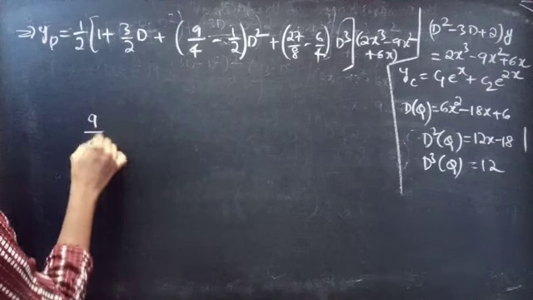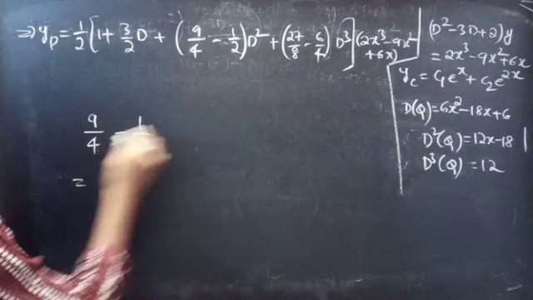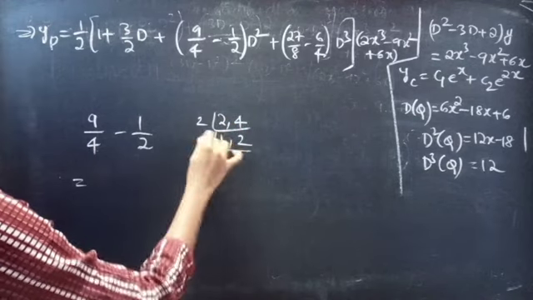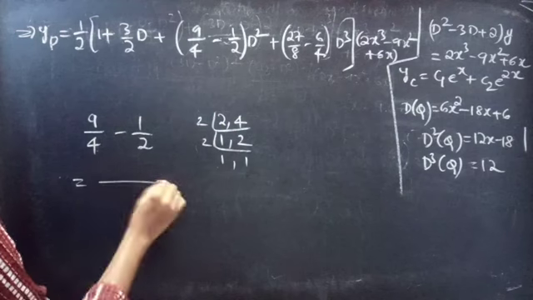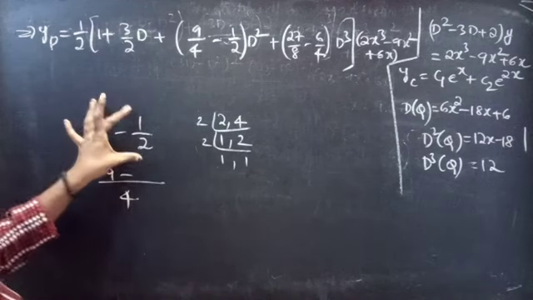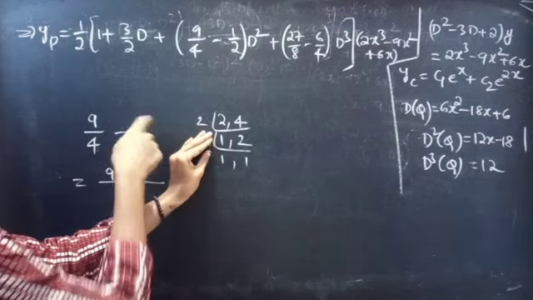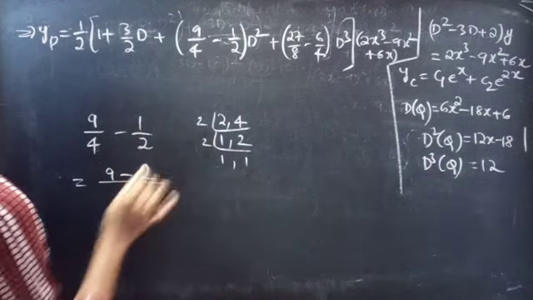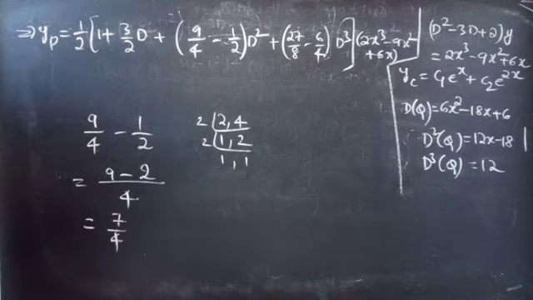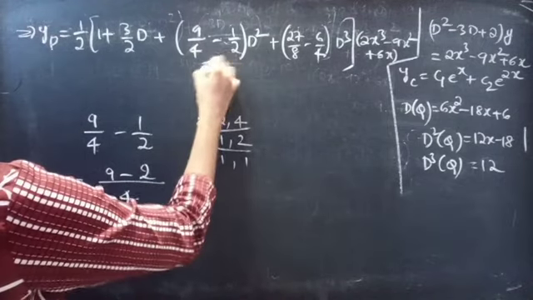Let's find 9 by 4. Simplify 9 by 4 minus 1 by 2. LCM of 2 and 4 is 4. The numerator will get 9 minus the denominator of the second term, you are having 2, so multiply this 2 to 1. You'll get 1 into 2, 2, which equals 9 minus 2, 7 by 4. So 9 by 4 minus 1 by 2 is 7 by 4.